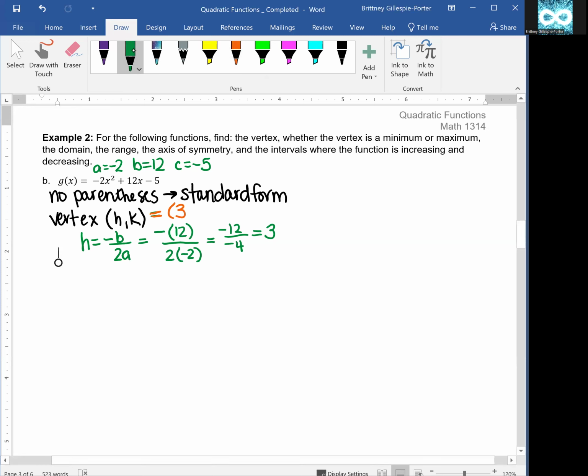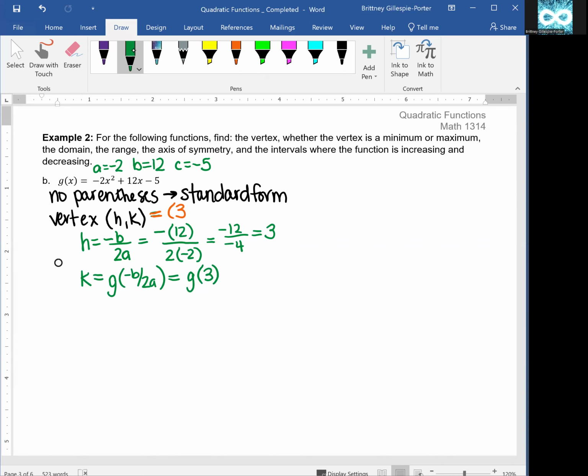To find the second coordinate of our vertex, the k is equal to f of negative b all over 2a. But we just found out that negative b all over 2a is 3. So we need to find f of 3. But in this case, we don't have an f function, we have a g function. It means the same thing. It's just when you have multiple kids, you don't name them all the same name.